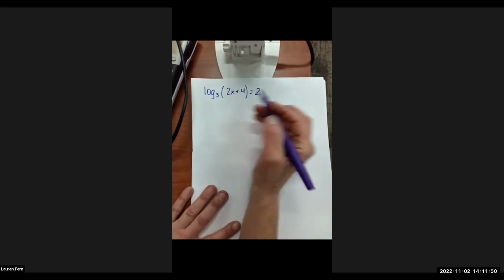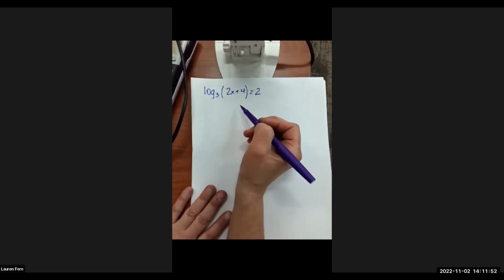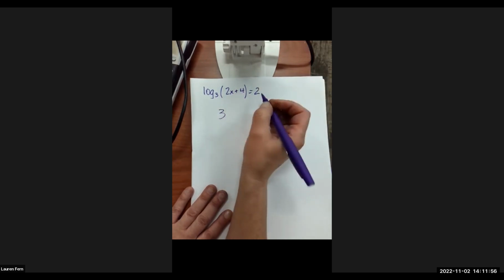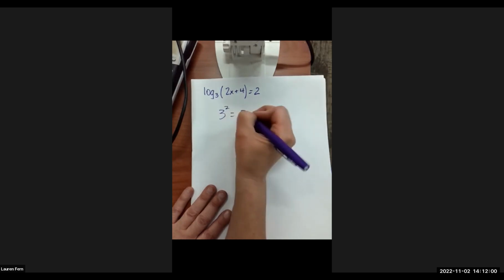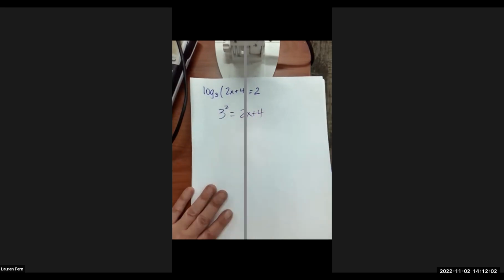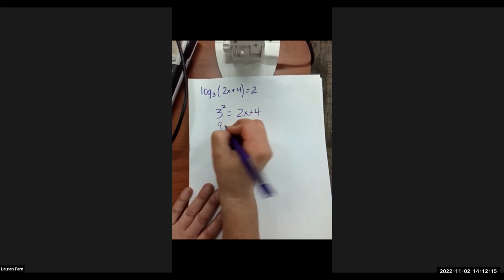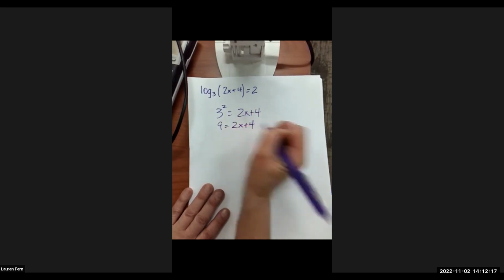So let's do that. How do I write this in equivalent exponential form? 3 to the power of 2 is equal to what I'm taking the log of. Can I solve this? One hopes. What's 3 squared? 9 equals 2x plus 4.